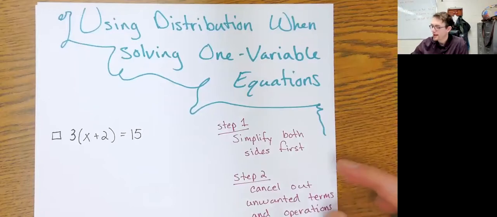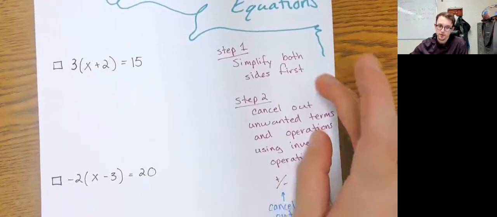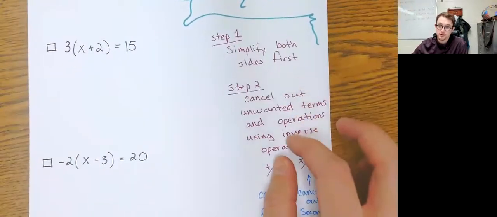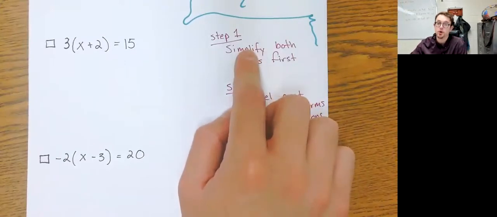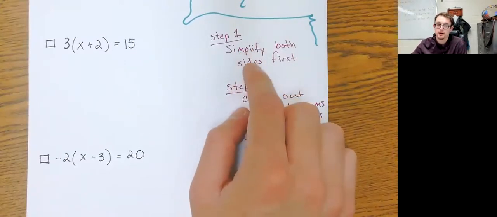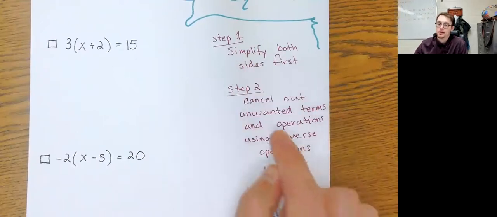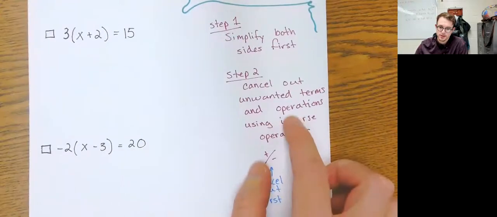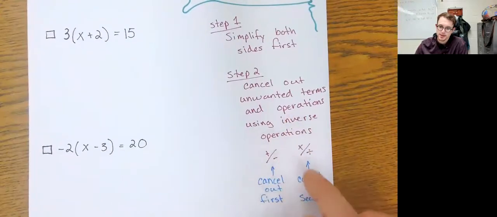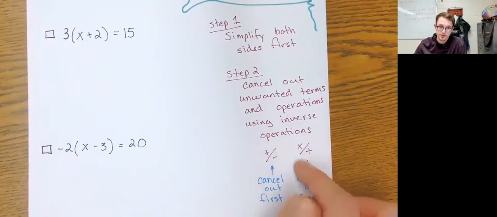So I got my handy, foolproof step one, step two method of solving equations off to the side. Step one is making sure both sides are simplified first. Step two is then you begin to cancel stuff out using inverse operations. First you cancel out addition, subtraction. Second, you cancel out multiplication, division.